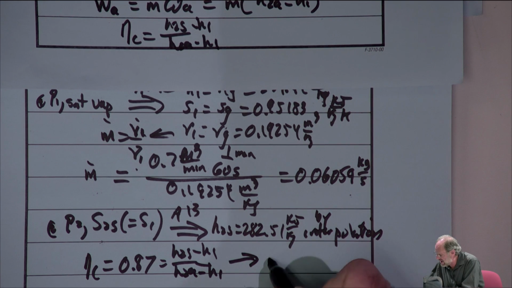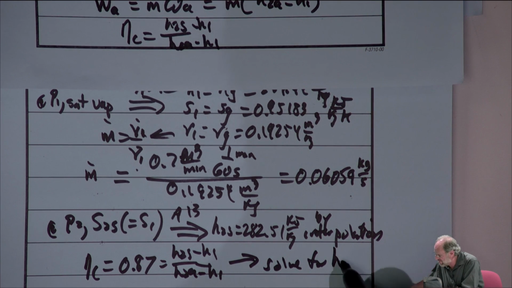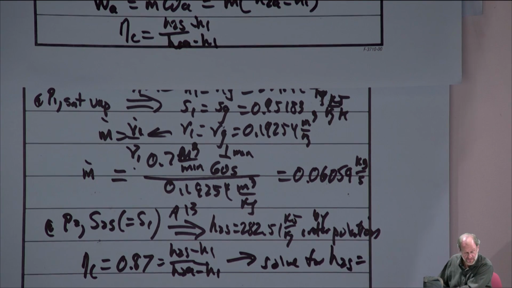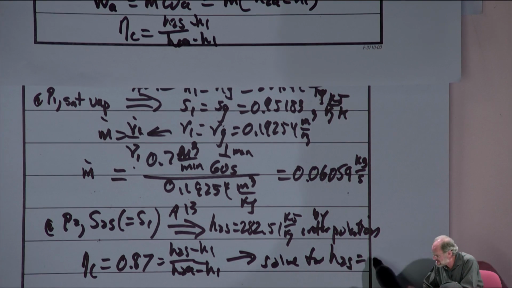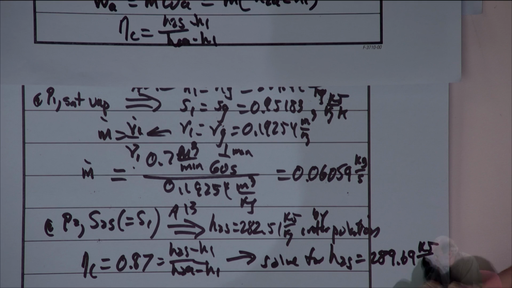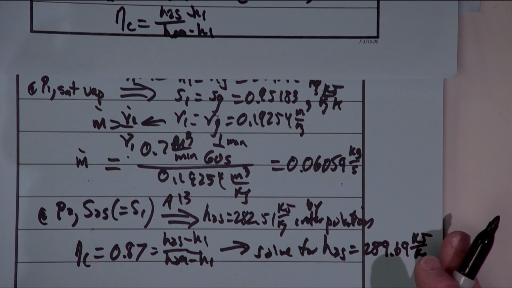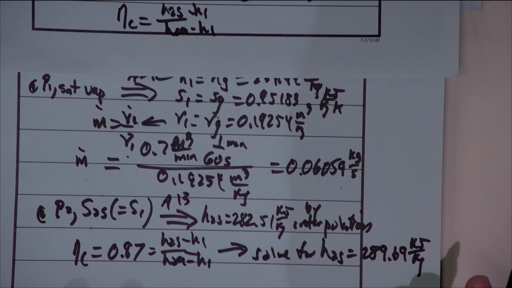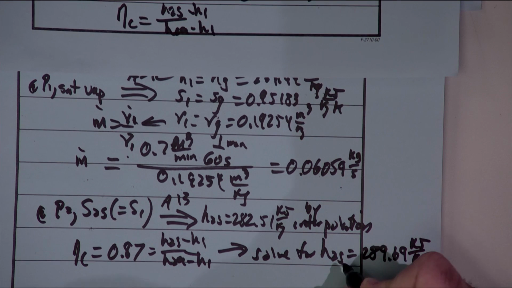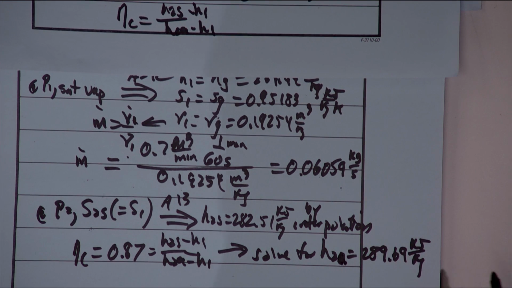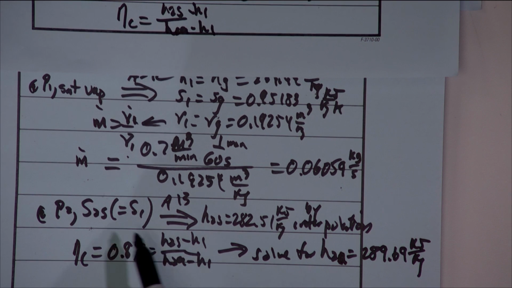Just to save a little bit of time, we can solve this for H2A, and we end up with 289.69 kilojoules per kilogram. And now that we have the enthalpy, I'm sorry, we had H2S already. We're finding the enthalpy at 2A. This is the enthalpy at 2A. I apologize. So that's H2A, right? H1 is known, H2S is known, because we assumed that it was isentropic from 1 to 2S. So the only unknown is H2A. So we get 289.69 as the actual enthalpy.